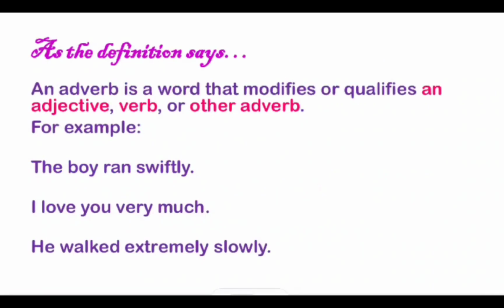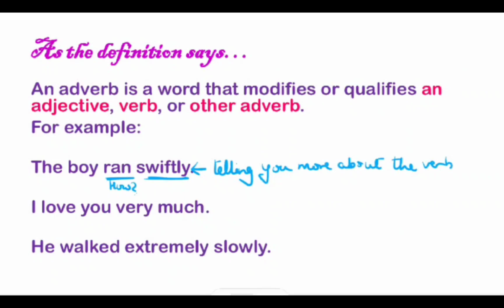Now, as the definition says, an adverb is a word that modifies or qualifies an adjective, verb, or another adverb. Now, the boy ran swiftly. Ask the question, how? How did the boy run? He ran swiftly. So, the word swiftly is telling you more about the verb.